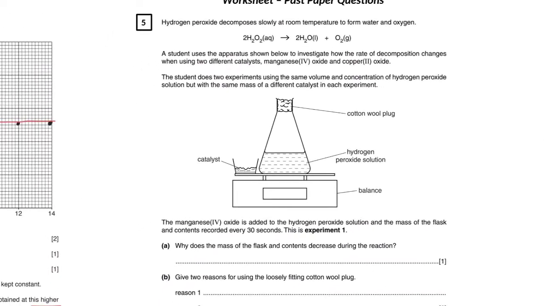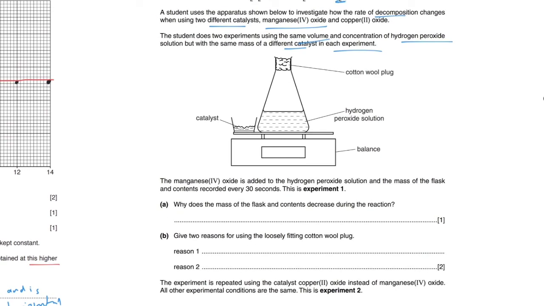So we have question number 5 again. We are decomposing hydrogen peroxide and oxygen is being released. Now student uses the apparatus shown below to investigate how the rate of decomposition changes while using two different catalysts. Okay. The student does 2 experiments using the same volume and concentration of hydrogen peroxide, but with the same mass of different catalyst in each experiment. Okay. The manganese oxide is added to the hydrogen peroxide solution and the mass of the flask and contents recorded after 30 seconds. So this is experiment 1. Why does the mass of the flask and contents decrease during this reaction?